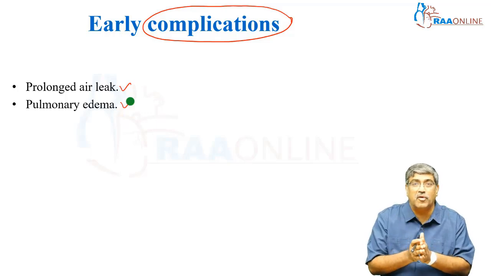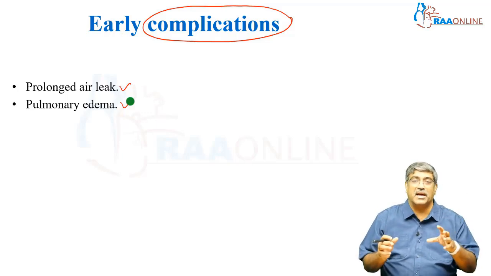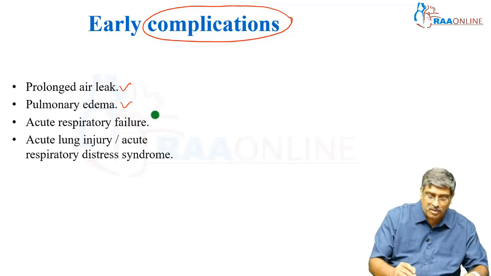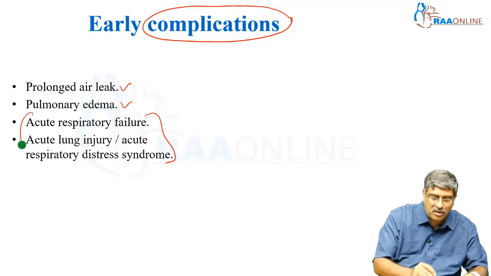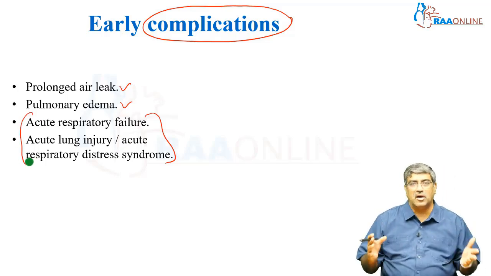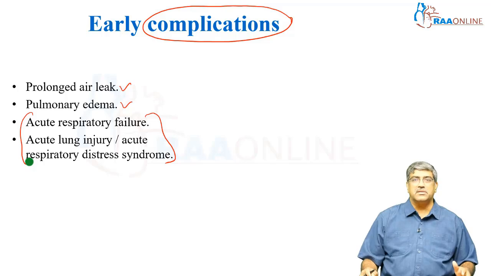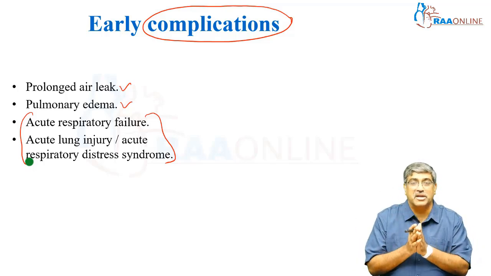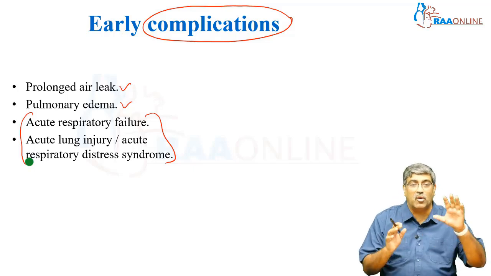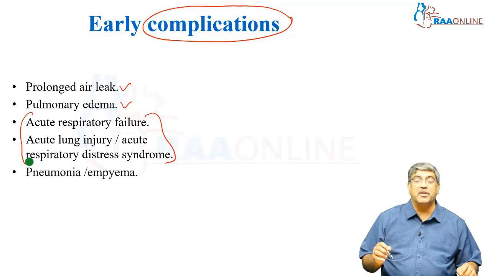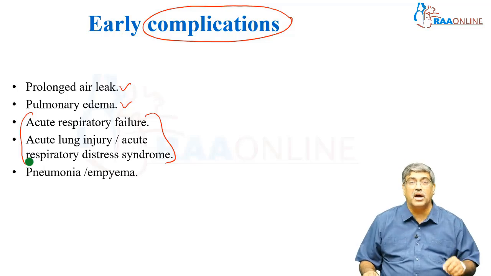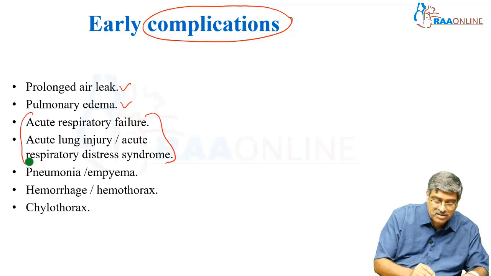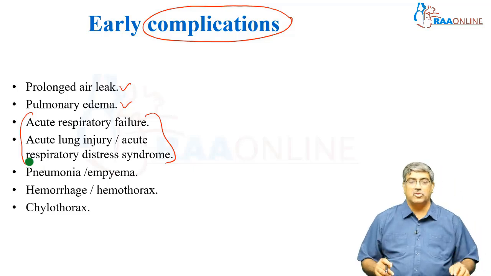You might have given a lot of volume and there is high capillary hydrostatic pressure and the patient might develop pulmonary edema, or the patient can have acute respiratory failure, acute lung injury or acute respiratory distress syndrome. Here your positive pressure ventilation and lung protection strategy plays a major role in avoiding this complication. Infectious complications like pneumonia or empyema. The patient might develop hemorrhage, hemothorax or chylothorax.